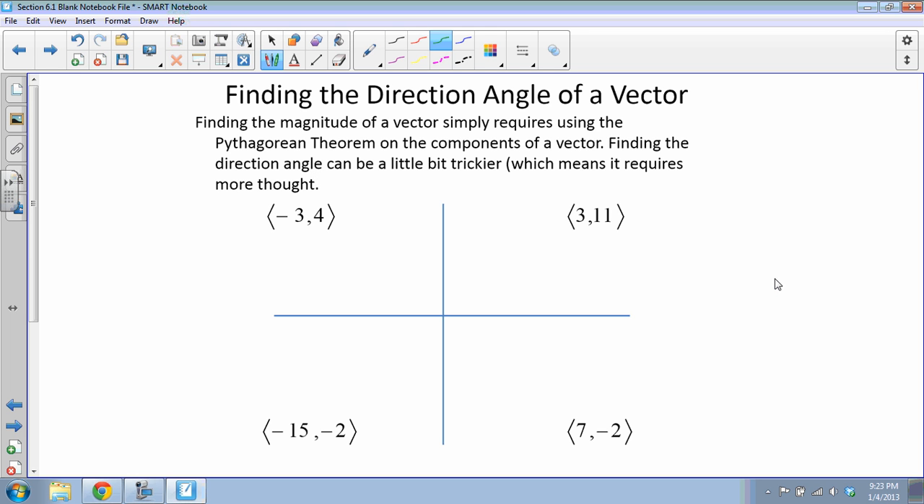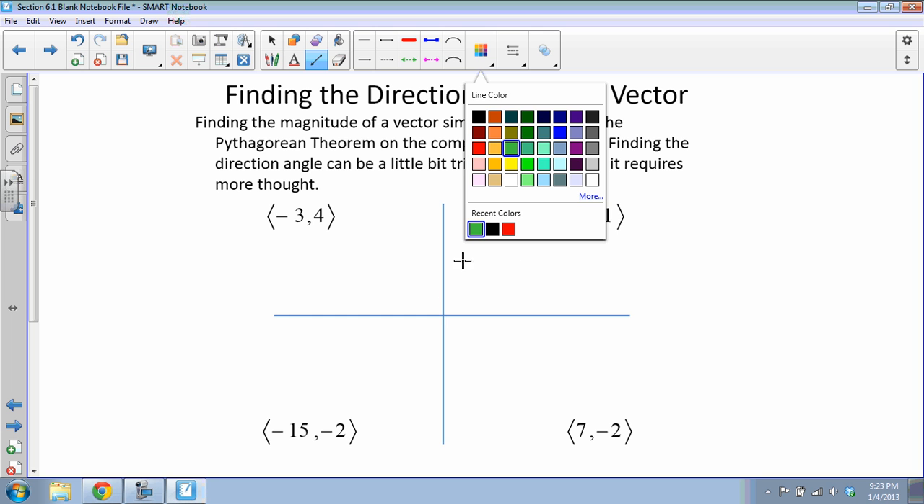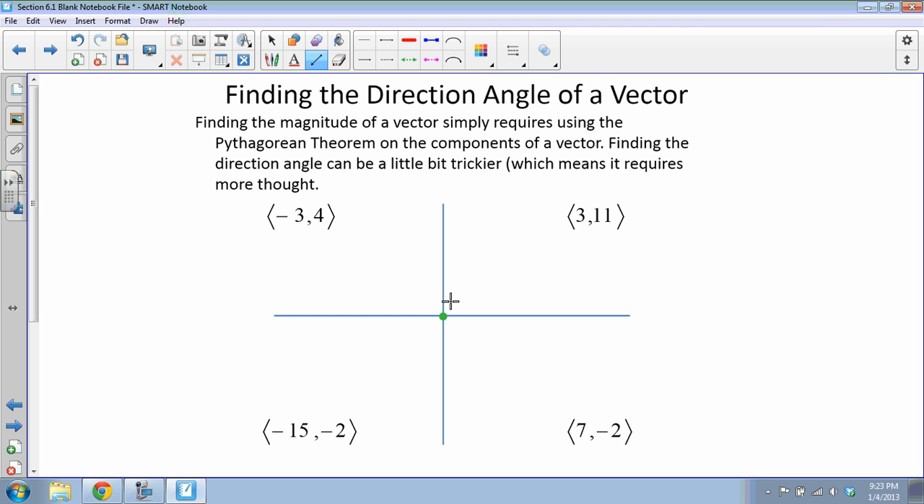But finding the direction angle can be a little bit trickier. It requires more thought, because for the vector 3, 11, we need to realize that it is in the first quadrant. So we would go up 3 and up 11, starting in the middle, and it looks something like this. And so we're basically asking, what is the angle from 0 to get to here?